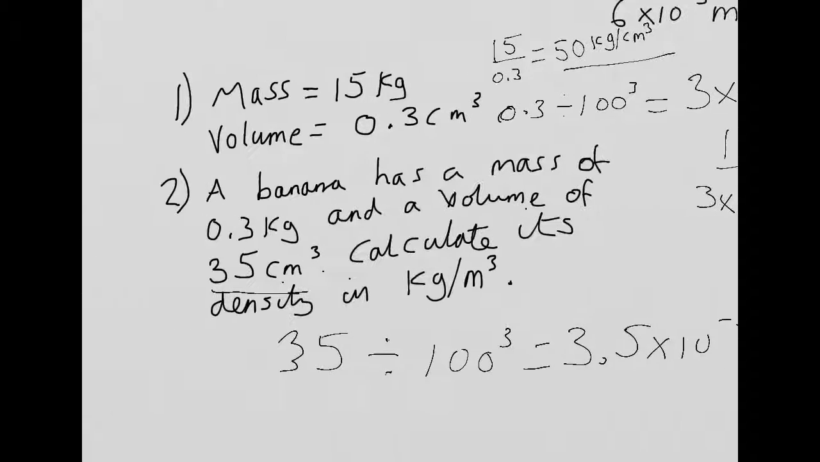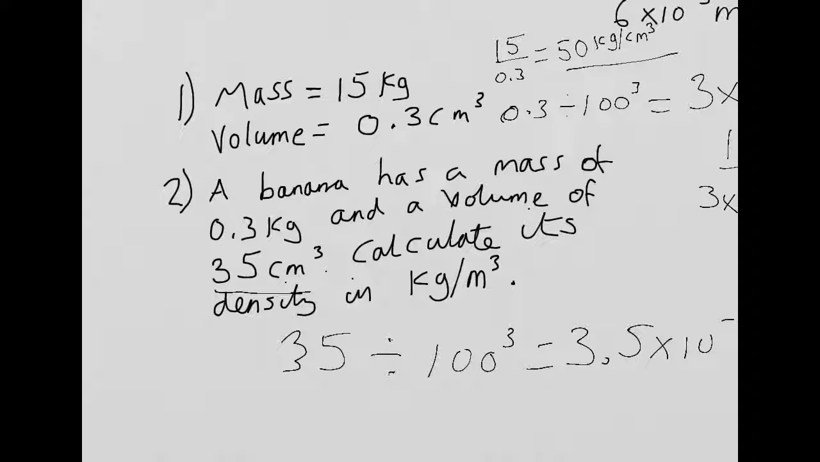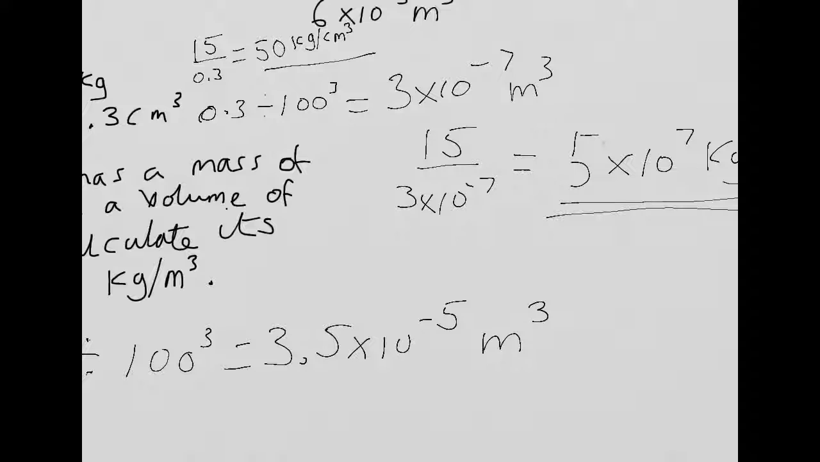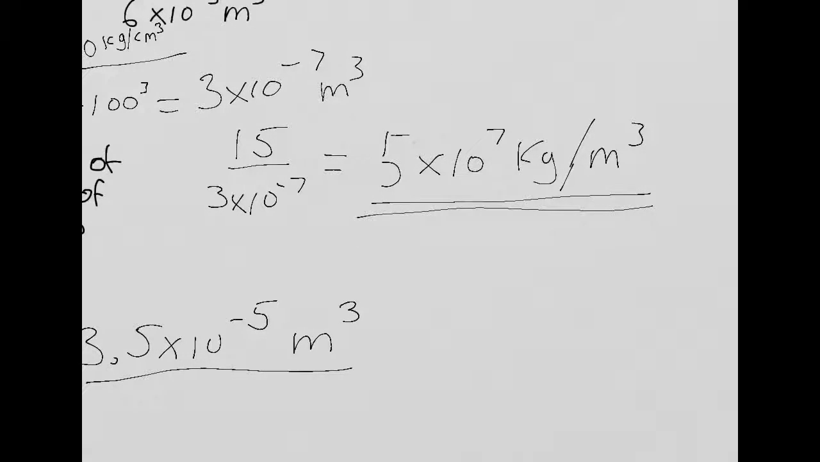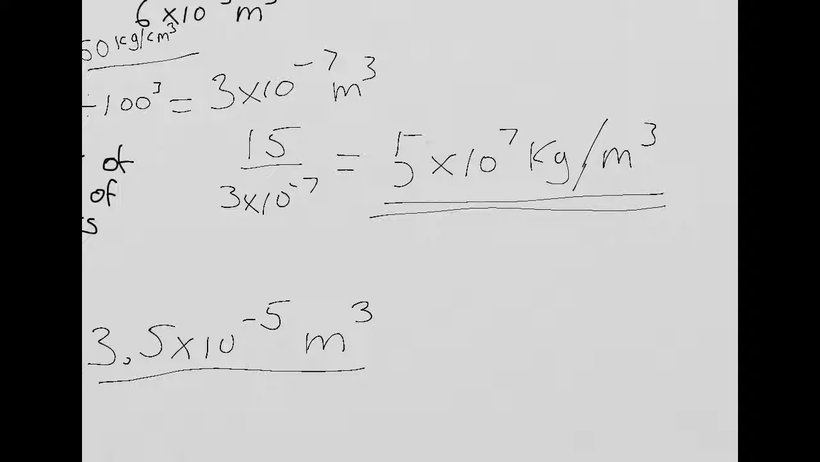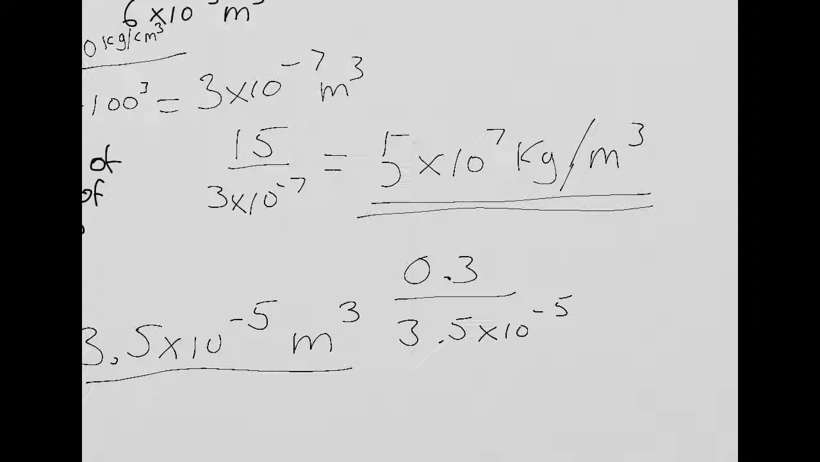Right, now what we can do then is take the mass, which is 0.3, and then we can divide it by 3.5 times 10 to the minus 5. So let's do that then. 0.3 divided by 3.5 times 10 to the minus 5, and if you plug that into a calculator, you get quite a long number.